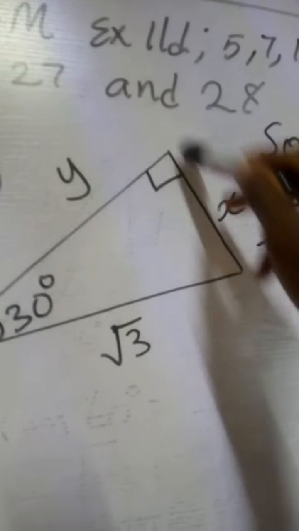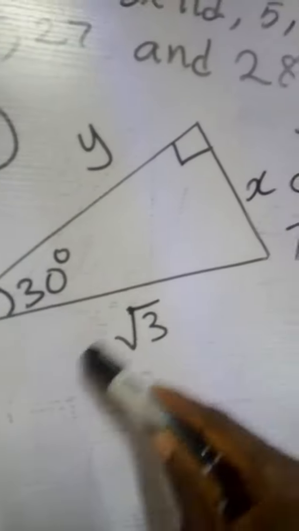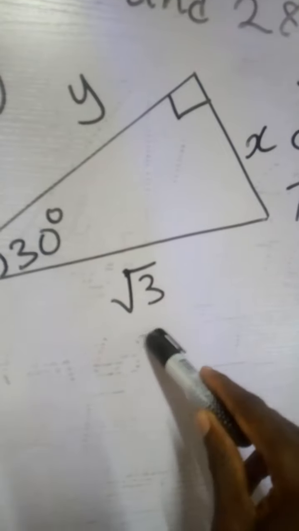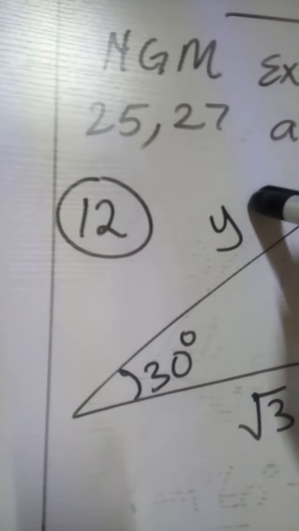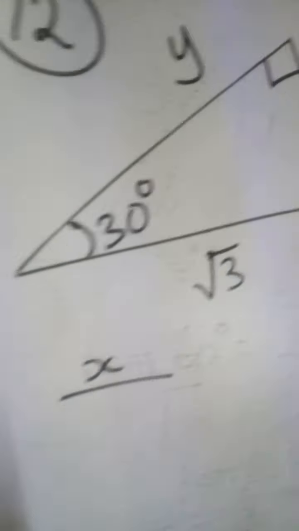We have the opposite side of the angle to be x, and we're looking for x. We have the hypotenuse, which is the side facing the right angle, to be √3, while the other side, which is also unknown, is letter y. Very good. So to find my x, how do I find x?